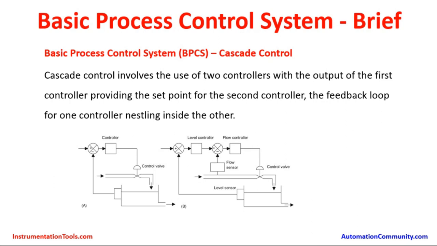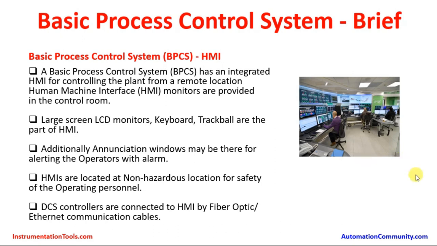Basic process control system, cascade control, which I mentioned in the previous slide. Cascade control involves use of two controllers, with the output of the first controller providing a set point for the second controller. The feedback loop for one controller is nested inside the other. Here we are just seeing a control room look. How does it look?